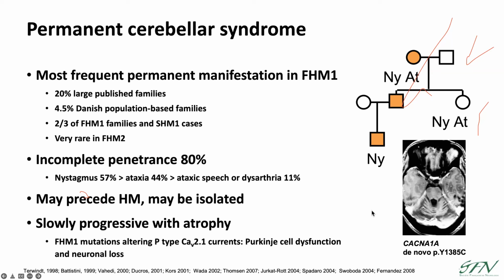That means that the mutations responsible for familial hemiplegic migraine type 1 can give attacks of hemiplegic migraine, but they can also affect the cerebellum, and the cerebellum looks more thin, and the cerebellum does not function well and causes gait ataxia in these families and in these patients.